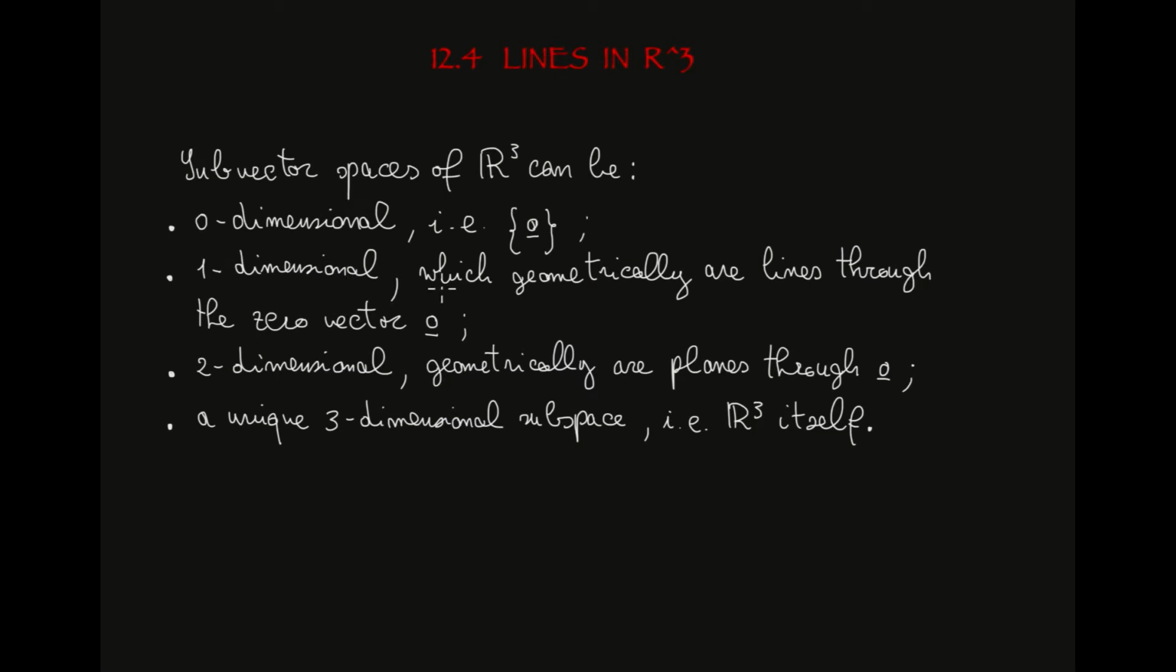One-dimensional subspaces, which geometrically are lines through the origin, through the zero vector. And then there are two-dimensional subspaces, which are planes through the origin. And lastly, there is a unique three-dimensional subspace, which is R3 itself.